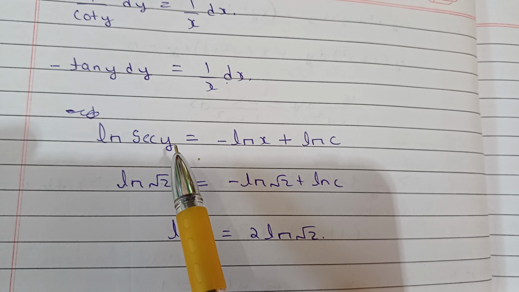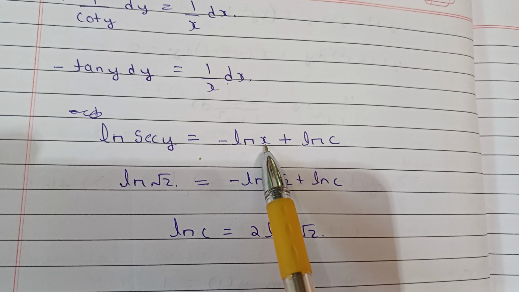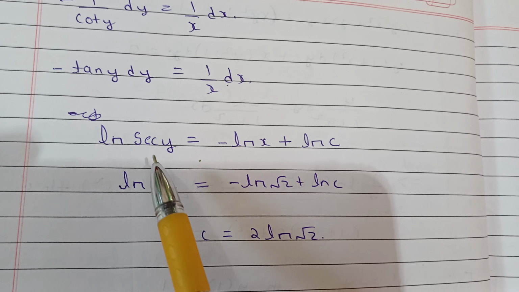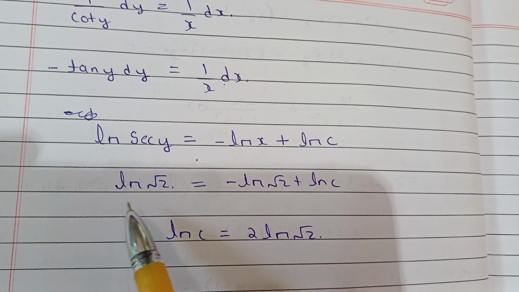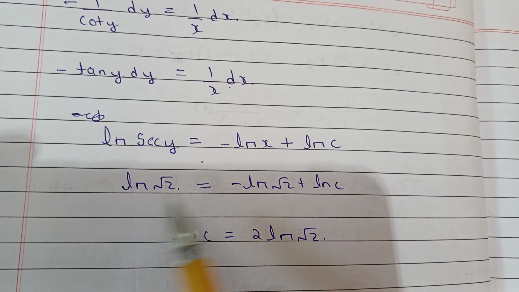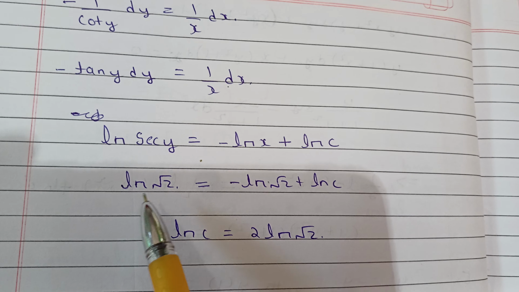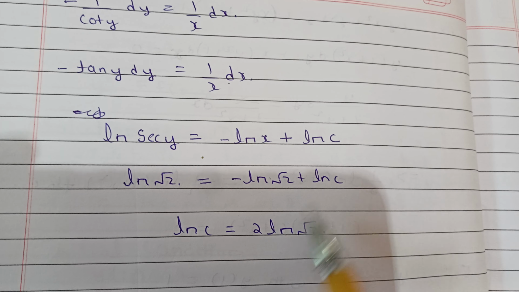So now let's use the initial condition here. At x equal to root 2, we have y equal to pi by 4. So sec pi by 4 is again root 2. So we get this kind of equation, and when it comes to this side, then it will be 2 log root 2 equal to log c.